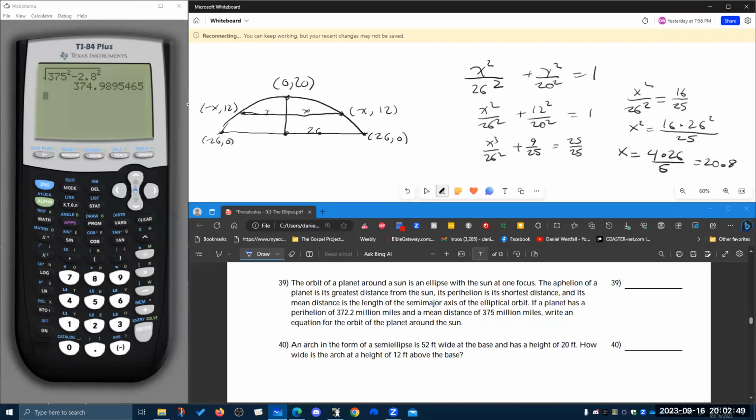And then I need 2 of those to get the width. So that's going to give me 41.6, and we are in feet. This was on 9, and this is millions of miles.